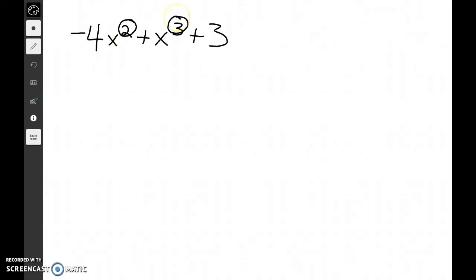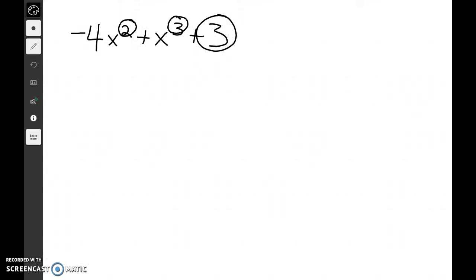It says the standard form of a polynomial has the terms written in decreasing order by their exponents. So in other words, greatest to least. The example they give us is negative 4x squared plus x cubed plus 3. If we wanted to write this in standard form, we need to pay attention to the exponents. Here we only have 2 exponents, and if a term doesn't have an exponent and it's just a constant like 3 out here, that always comes at the end.